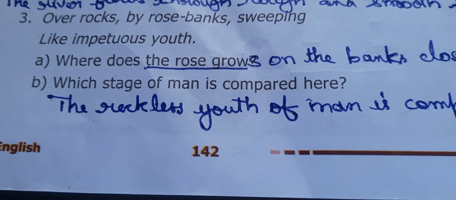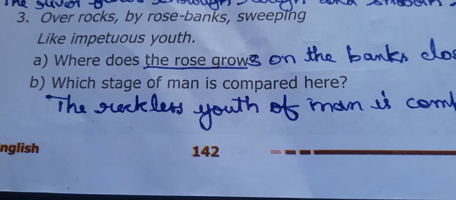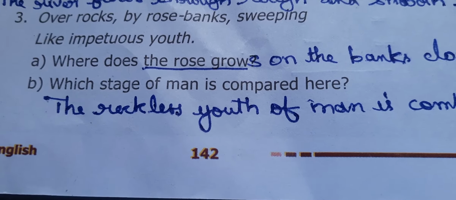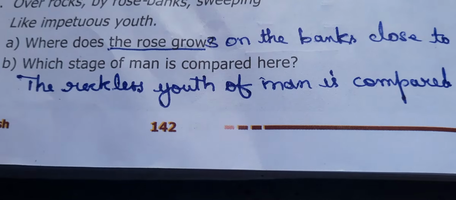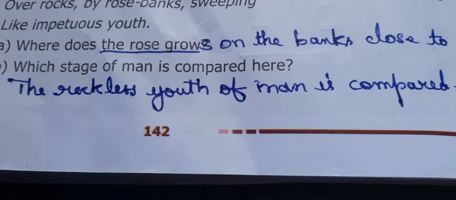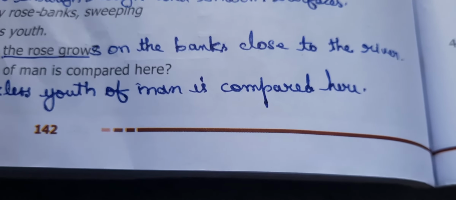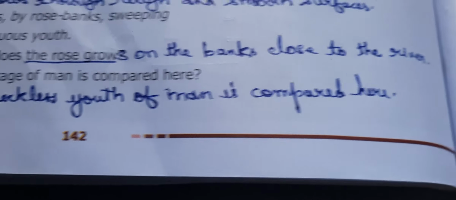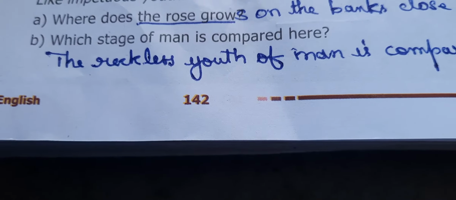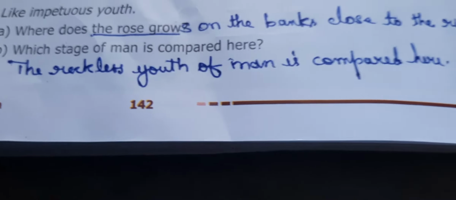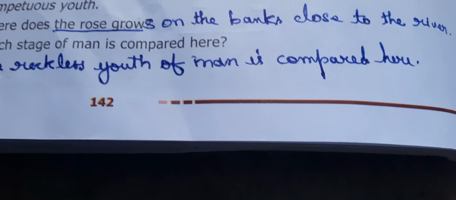Third one, over rocks by rose banks, sweeping like impetuous youth. Where does the rose grows? The rose grows on the banks close to the river. Which stage of man is compared here? The reckless youth of man is compared here.